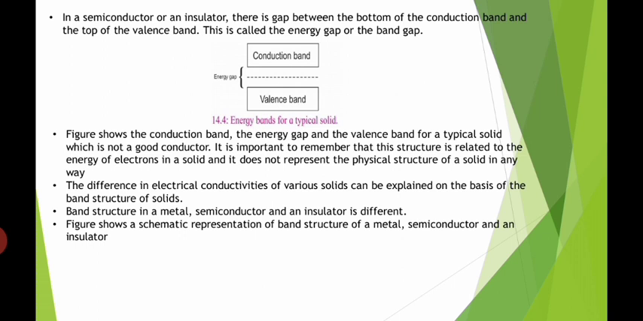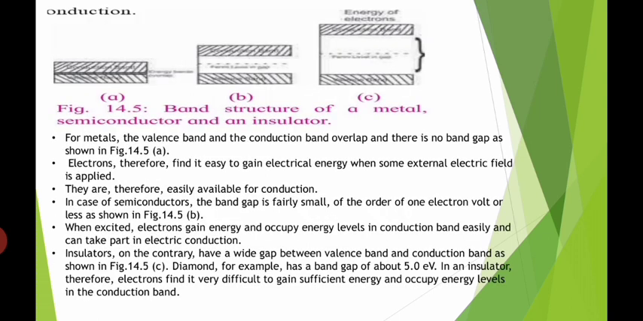Band structure in metal, semiconductor and insulator is different. The following figure shows the schematic representation of the band structure of metal, semiconductor and insulator. For metals, the valence band and the conduction band overlap and there is no band gap, as shown in figure 14.5a. Electrons therefore find it easy to gain energy when some external field is applied. They are therefore easily available for conduction.